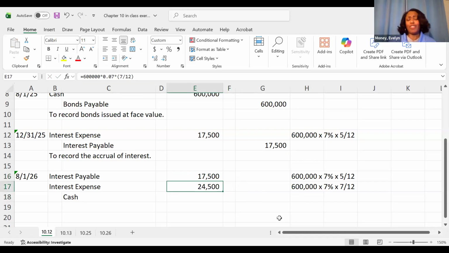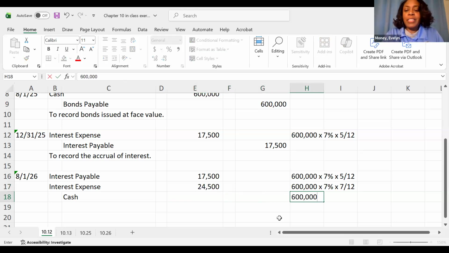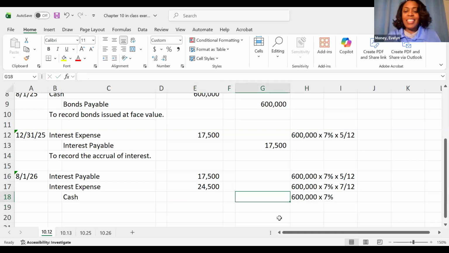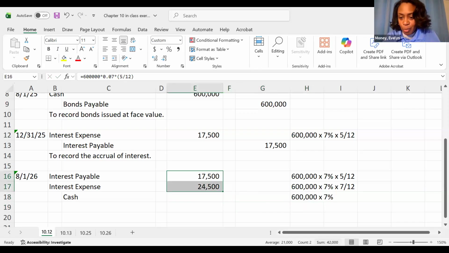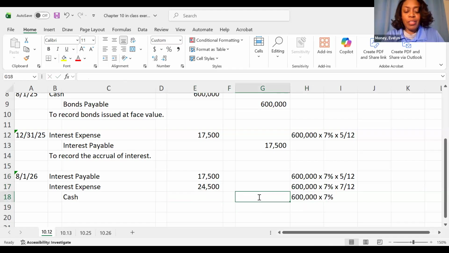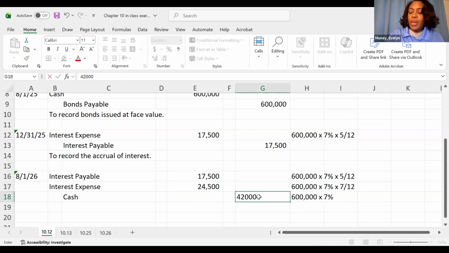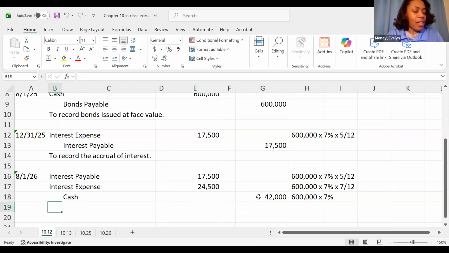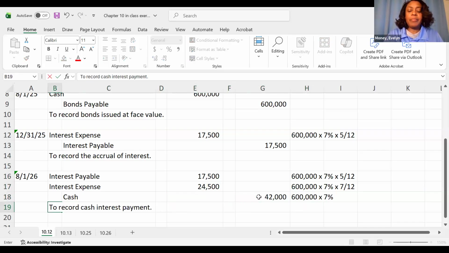Now, it doesn't matter which one you put first. You can put interest expense first or interest payable first, as long as all of your debits are first. Now, for the cash amount, that should simply be 600,000 times 7%. If I know how to multiply, that should be 42,000. But I should also be able to add up these two, and perfect. It adds up to 42,000. So there's more than one way to come up with the right answer. As long as your numbers are there, it's fine. Cash interest payment.